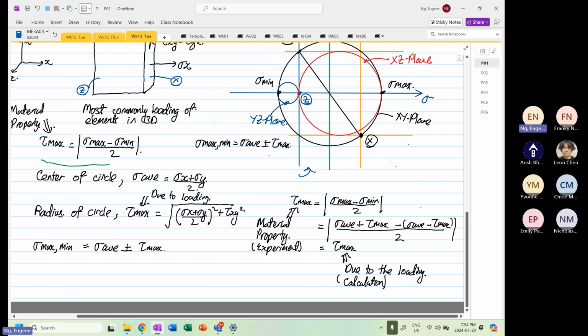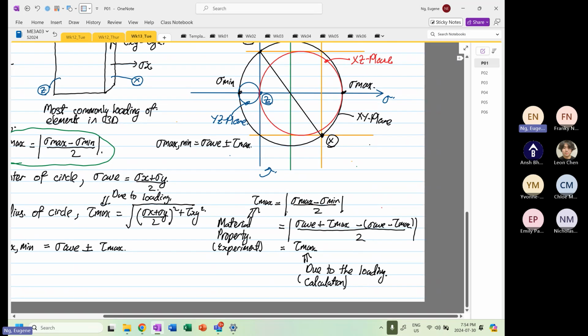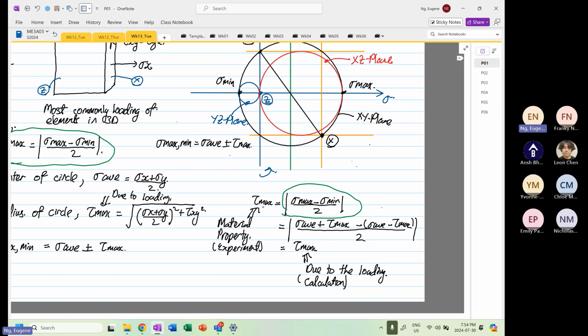And based on this condition, tau max is sigma or normal stress max minus normal stress mean divided by 2. And then we put into here, and when we plug in what is stress max and stress mean, eventually we have tau max experiment equal to tau max due to analysis. So it's so much easier, okay, rather than putting the value in.